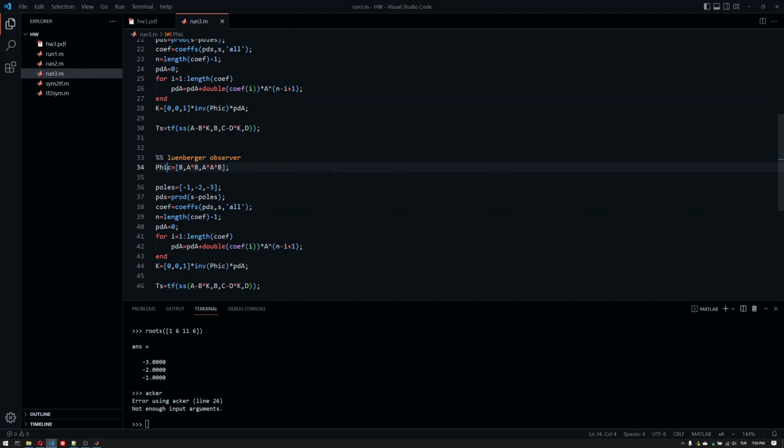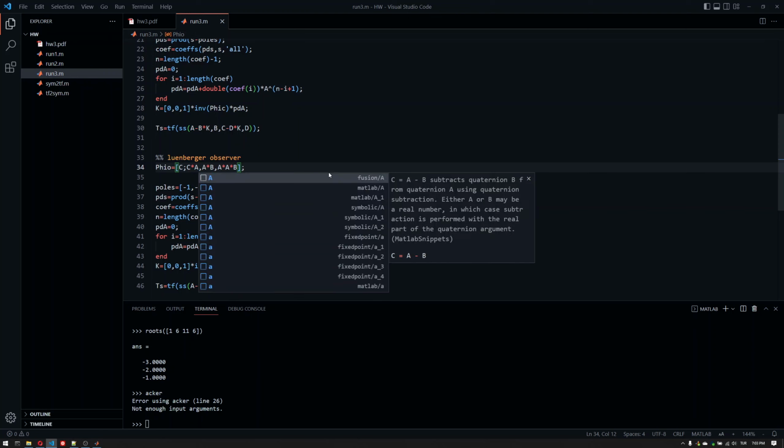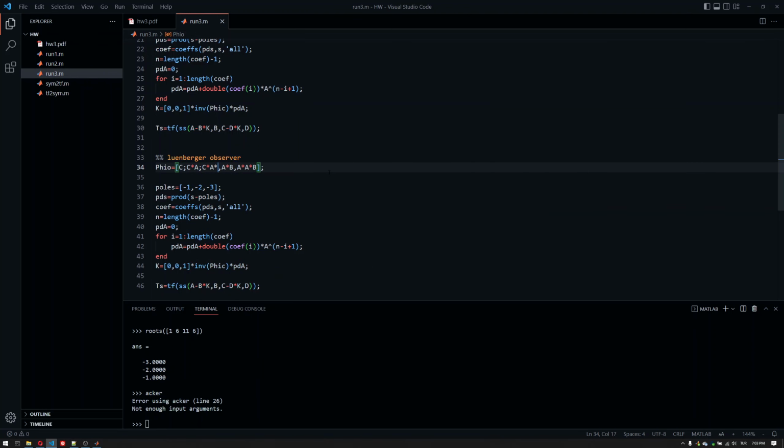So here, instead of using phi c, we need the observability matrix. It would look like c, c times a, c times a times a. And then we also need to address the poles. Now, -3 is the fastest pole here. Times 5 or times 10 would be a good thing. Let's say times 5. So I would choose -15, -15, -15 here.